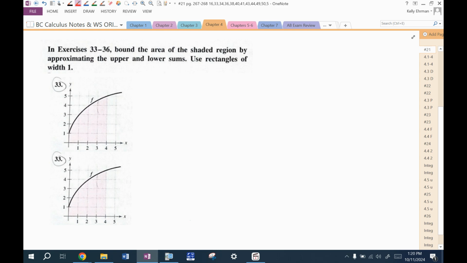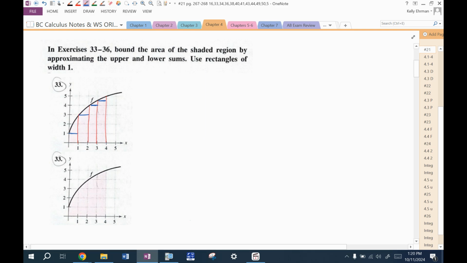Bound the area of the shaded region by approximating the upper and lower sums, using rectangles of width 1. It's kind of hard to see, but there's this pink shaded area here. So they want us to use rectangles of width 1. When you're doing your upper and your lower sums, I'm going to start with the lower. So the lower sum, I want the rectangles to be underneath the function. So how do I accomplish that?